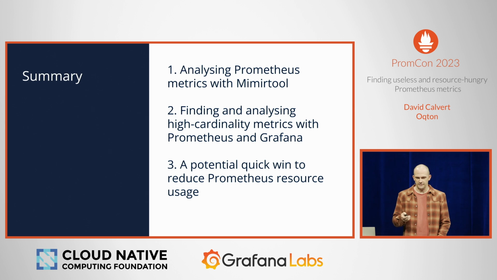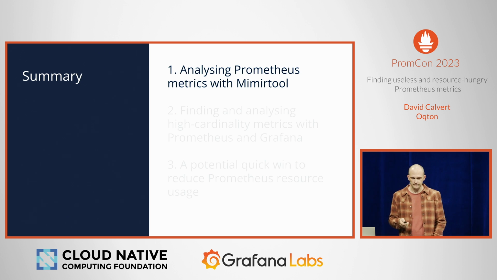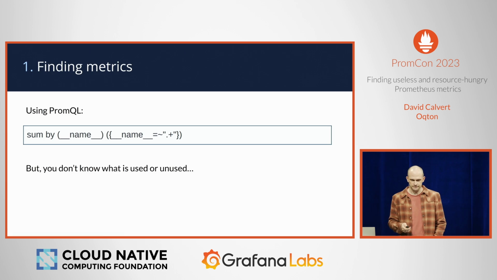So this talk is divided into 3 parts. First, we're going to see how we can use Mimir tool to analyze our Prometheus metrics. Then we're going to see how we can find and analyze high-cardinality metrics using Prometheus and Grafana. And finally, I will share a potential quick win to reduce even further the Prometheus resource usage. So let's start with analyzing our metrics with Mimir tool.